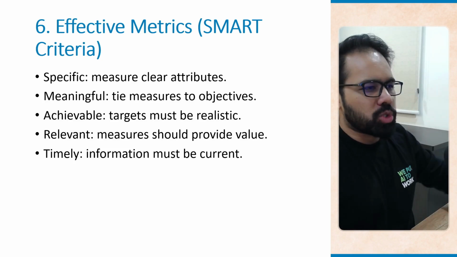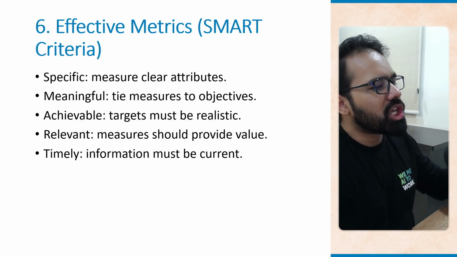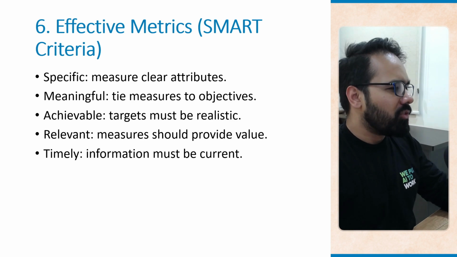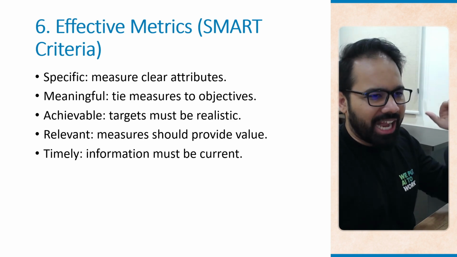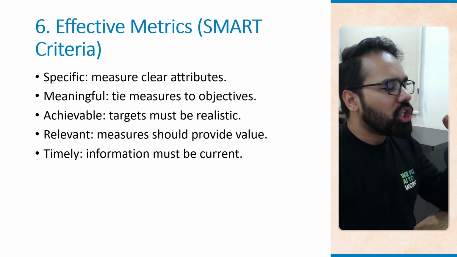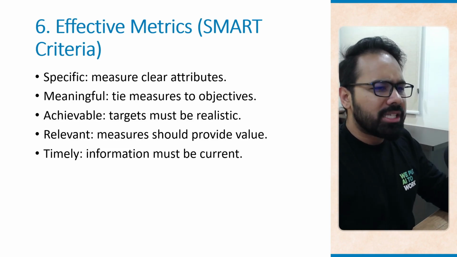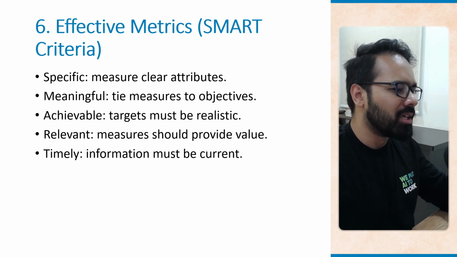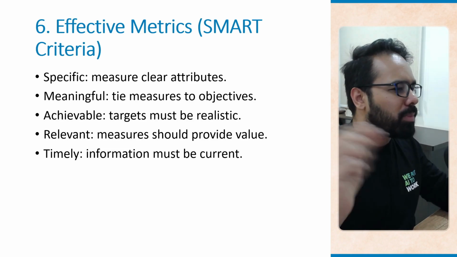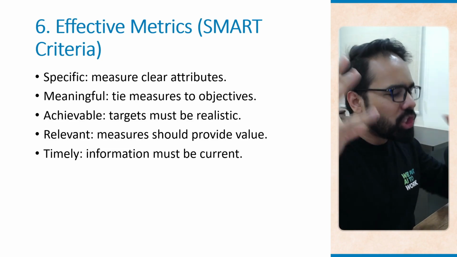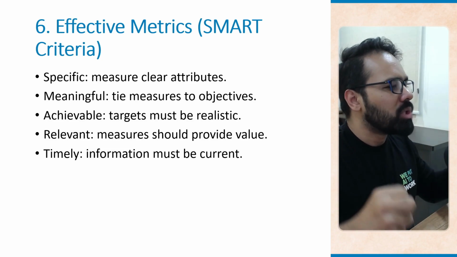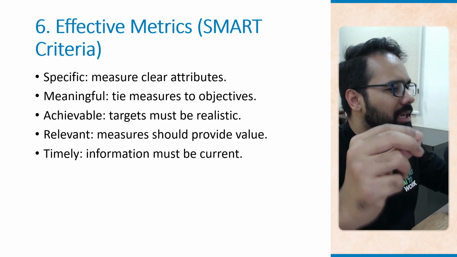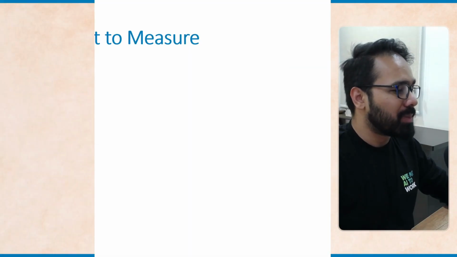So let's talk about specific. Specific means measuring clear attributes. For example, instead of just tracking the website performance, you can measure average page load time in seconds or maybe in milliseconds. So this is getting specific, right? You're not just tracking something and painting it with a broad brush of website performance. You are getting down to the average page load time in seconds. So you're getting very specific here.